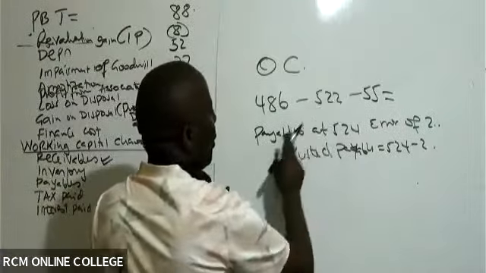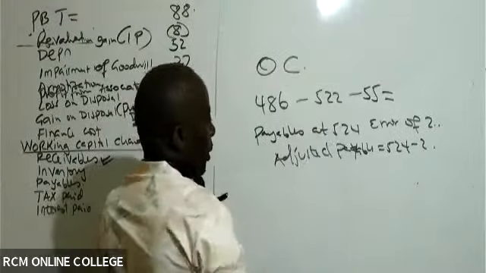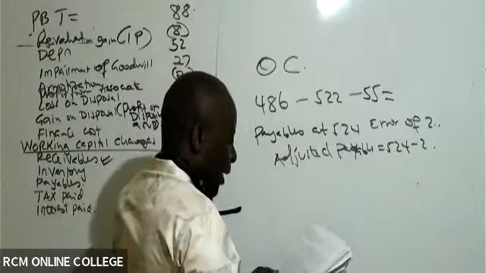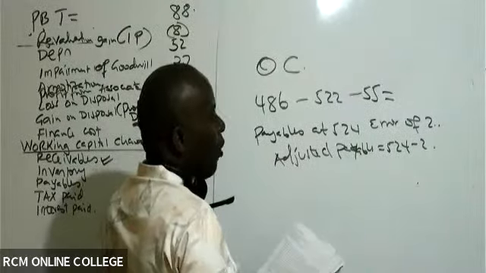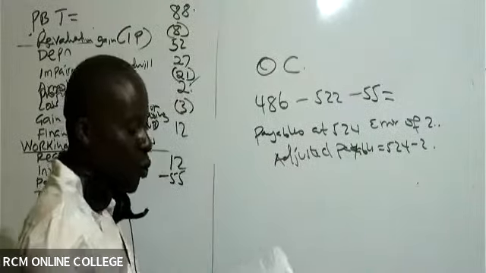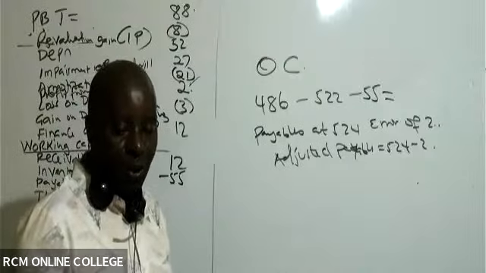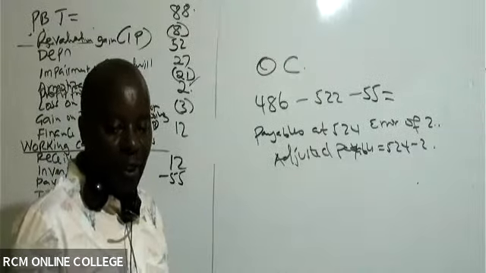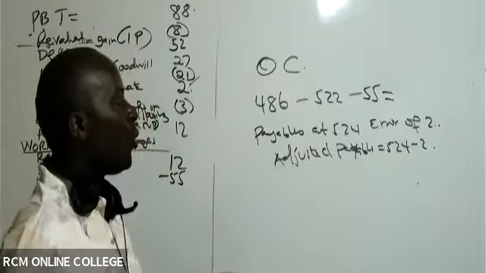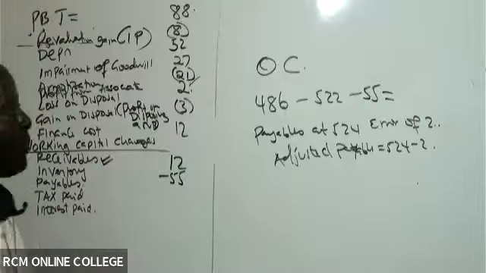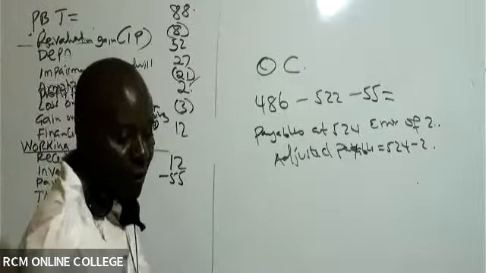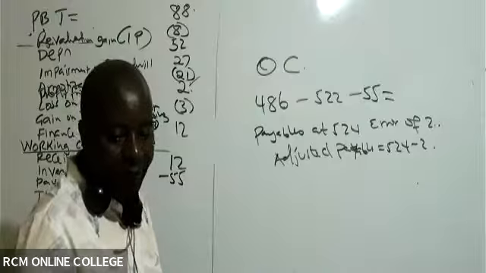This 522. So payables is at 524. As we see here, it's 524. But there is an error of 2 because of misclassification. And therefore, the adjusted payables will be 524 minus what here? Minus 2. So then 486 minus 522 minus 55, that will end up giving me what figure?